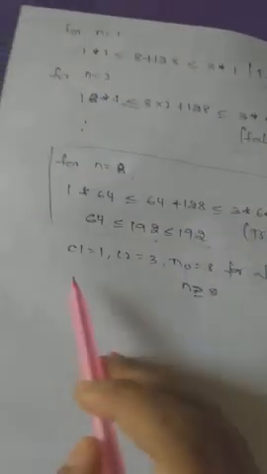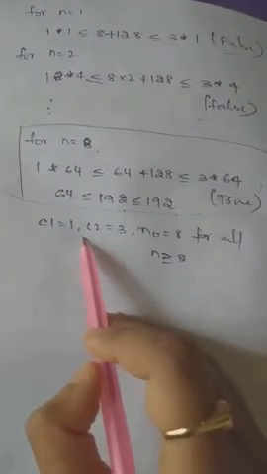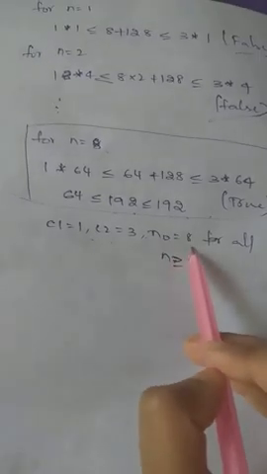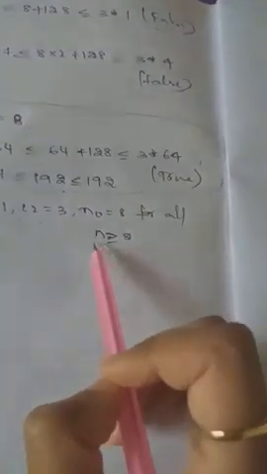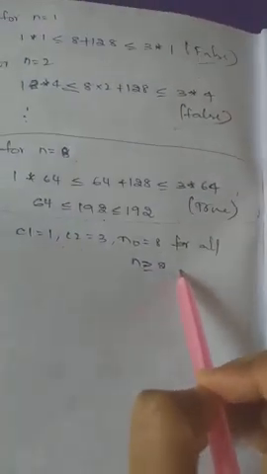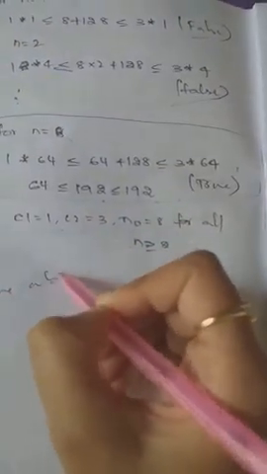So when c1 is equals to 1, c2 is equals to 3 and n naught is equals to 8, for all integers where n is greater than or equals to 8, the above condition is satisfied.